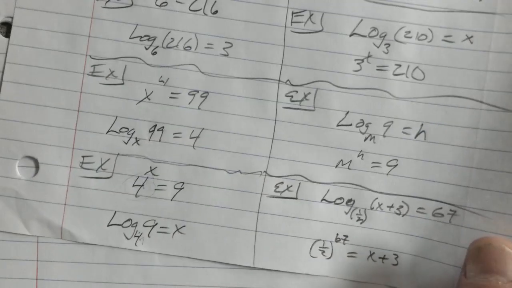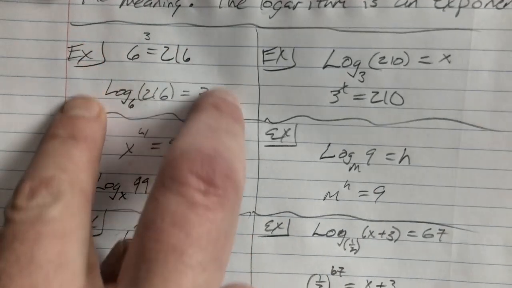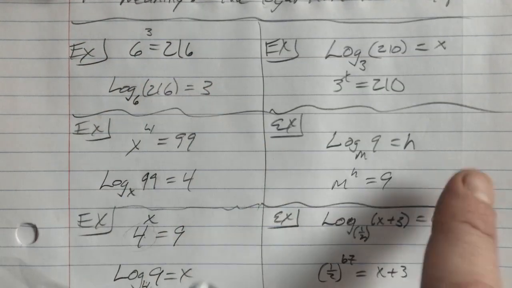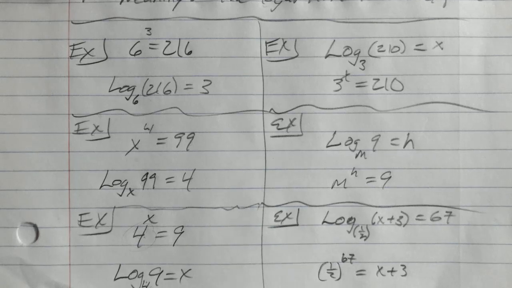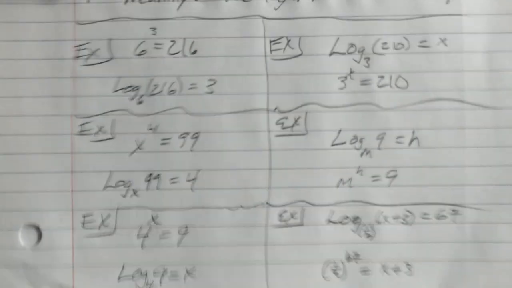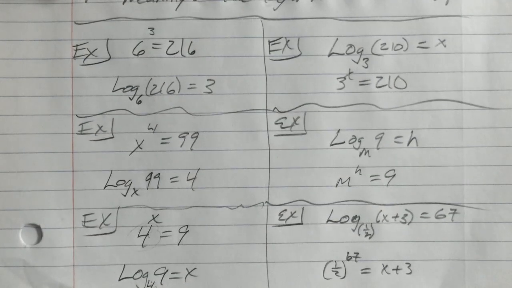Just as a heads up, you've got 26 homework problems. A third of the homework problems are doing this. Half the homework problems are doing this: just converting from one form to the other and back. That's it. And then there are like 4 problems where you're going to have to solve an equation. So there are 2 different types of equations here that involve logarithms.